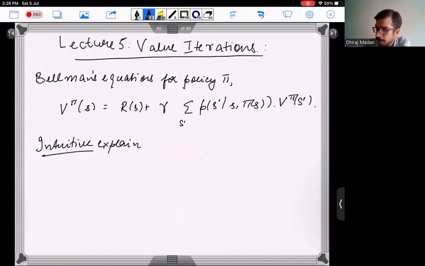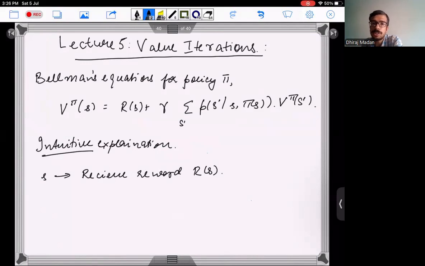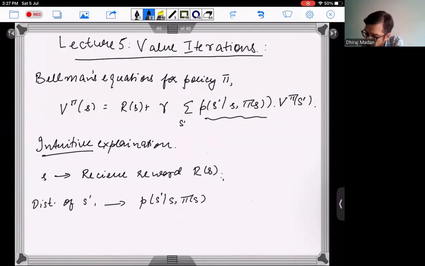Essentially, at a given state S, you receive a reward, which is R of s, okay? And subsequent to receiving this reward, we essentially can move to the next state S prime with this transition distribution, okay? So the distribution of S prime comes from the distribution P of S prime given S and pi of S, right? And whichever state S prime I move to, the subsequent cumulative sum is going to be gamma times V pi of S prime, right?